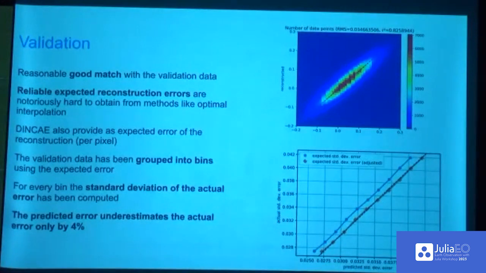But the main advantage, in my opinion, about this approach is that they can give a quite reliable error estimate. So what I show here on the lower graph is the predicted expected error and the actual expected error. Ideally everything should line up along the dashed line, where predictions match the actual error. What we see, the blue line is actually quite good.